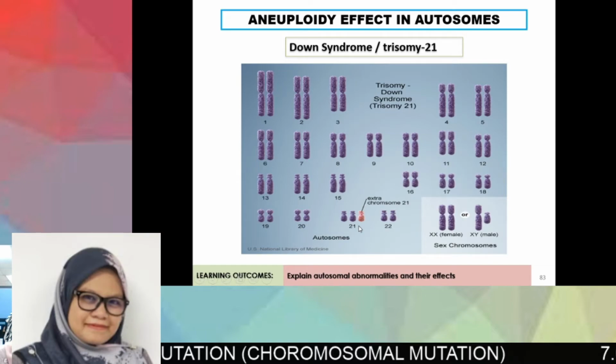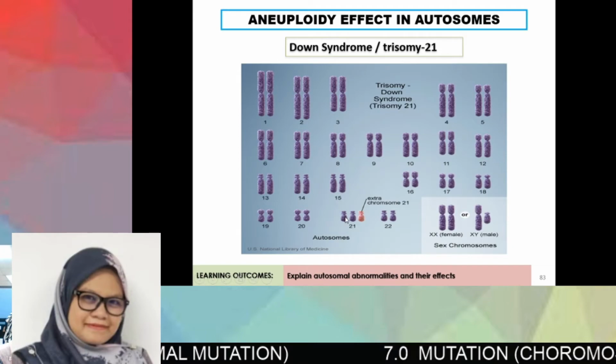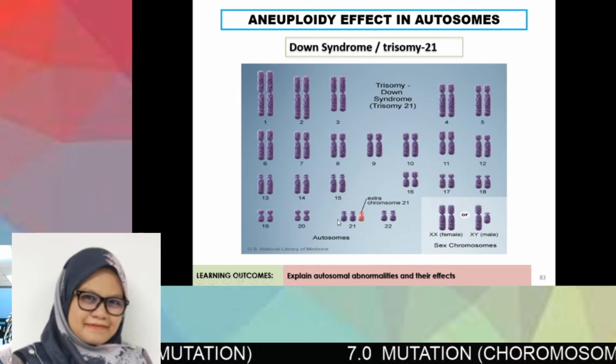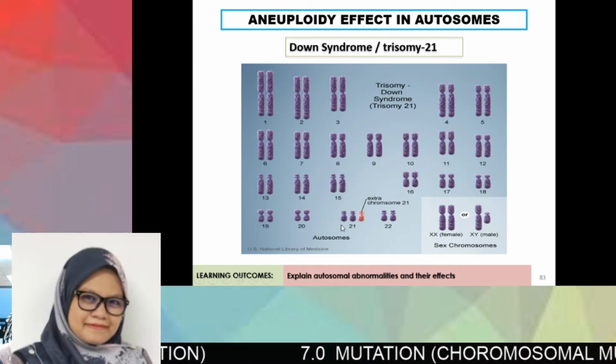So then it may fertilize with normal gamete. So sepatutnya normal gamete hanya membawa satu sahaja. Jadi bila dia bawa dua, ada gamete yang membawa dua dan fertilize dengan normal gamete yang membawa satu. So that's why lah dia hasilkan, dia ada 3.